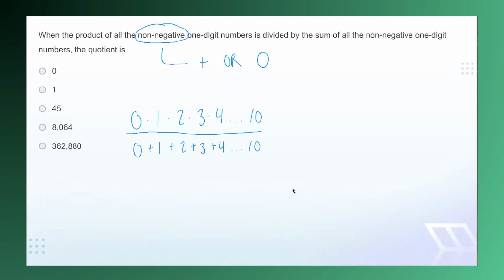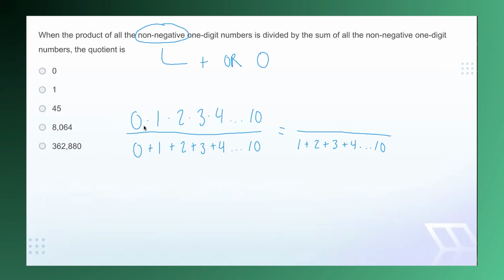Now, rather than actually calculating, I'm just going to think about what the 0 does to this expression. In the denominator, we're just adding it, so it literally doesn't do anything. We can get rid of it. So our denominator is going to be 1 plus 2 plus 3 plus 4, all the way up to 10.